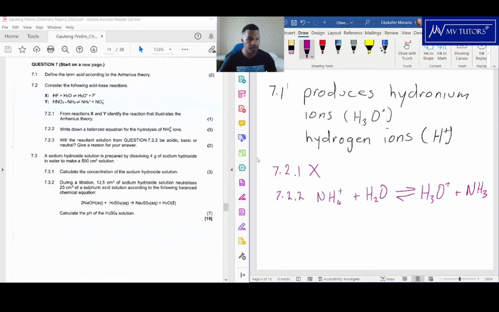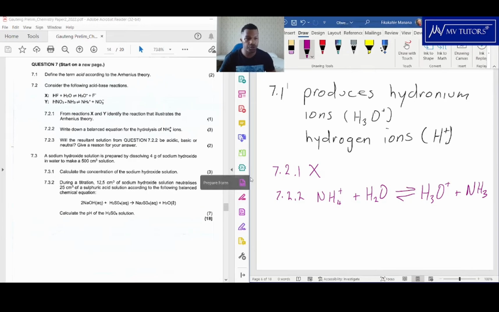Just to balance the equation, let's check if it's balanced. We got 1 N, 4 plus 2 H's. That's 6 this side. 3 plus 3, 6, 1 O, 1 O. Balanced. 7.2.3. Will the resultant solution from question 7.2.2 be acidic, basic, or neutral? Give a reason for your answer.